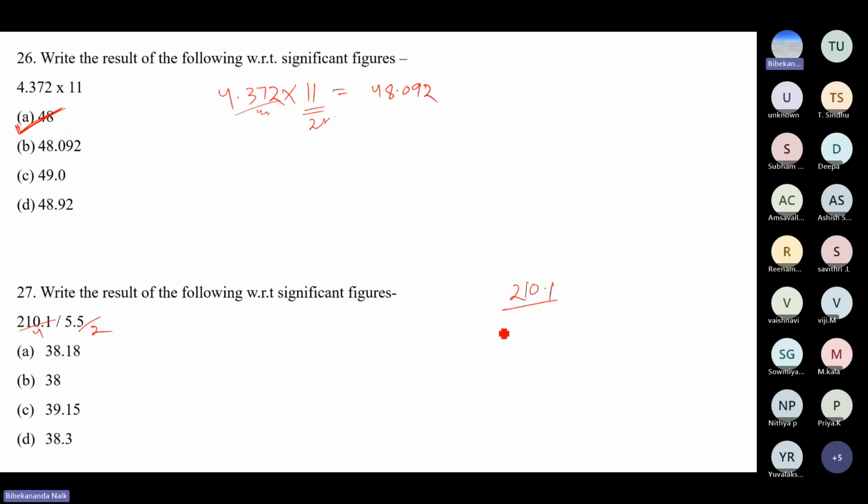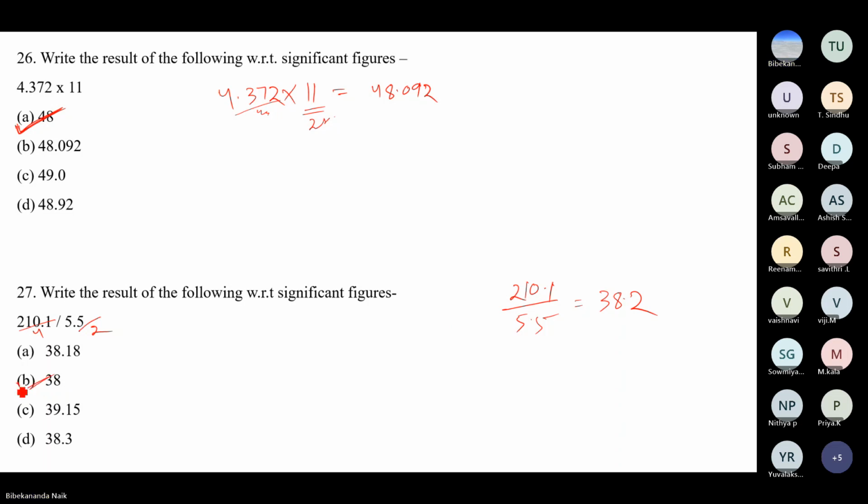210.1 divided by 5.5 will be 38.2. But since 5.5 has 2 significant figures, our result should be rounded to only 2 significant figures. So the answer will be 38.